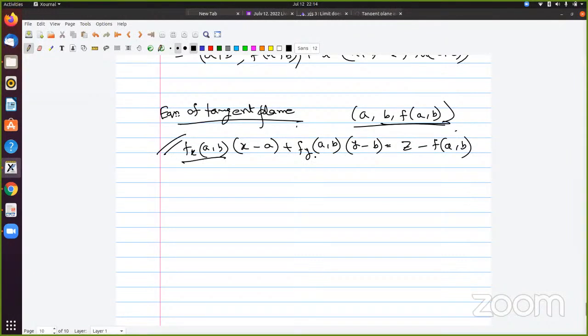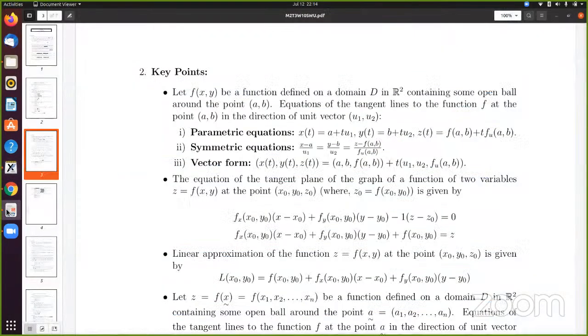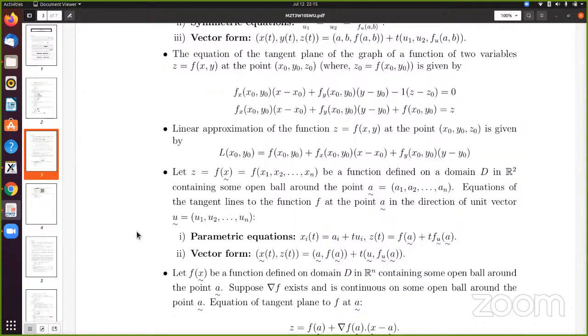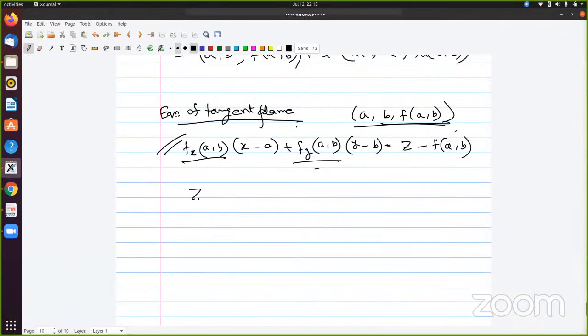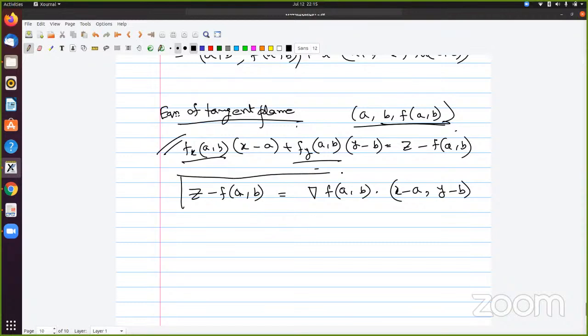Okay, and this fx and fy comes from the gradient vector, as you can see. This is part of the gradient vector. So here it is written like this, the same thing we have written is here. Sir, fx and fy is the partial derivative, sir. Yes, fx and fy is the partial derivative, exactly. So basically what is happening here is z minus f(a, b) equals the gradient vector of f at the point (a, b) dot (x minus a, y minus b). This is the form of the tangent plane, right? If we expand it, we will get back here.